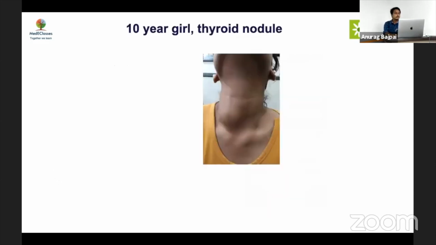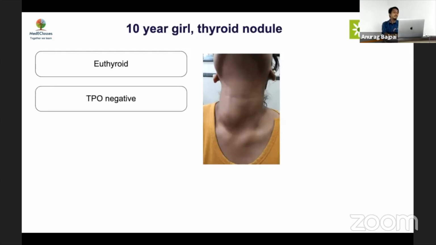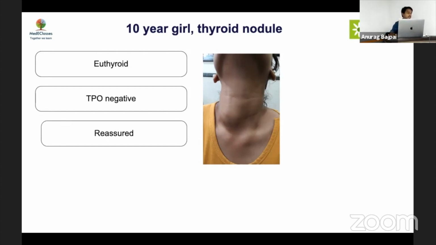Carry forward. A 10-year-old girl presented to us with a thyroid nodule. The child was euthyroid at that point of time, was TPO negative, and was reassured and sent back home. So just hold on there. If you have a patient who is euthyroid, hypothyroid, or thyrotoxic with a nodule, which has the highest risk of malignancy?